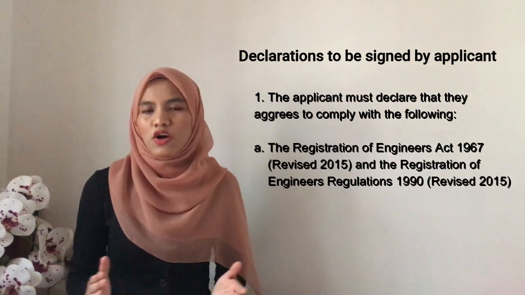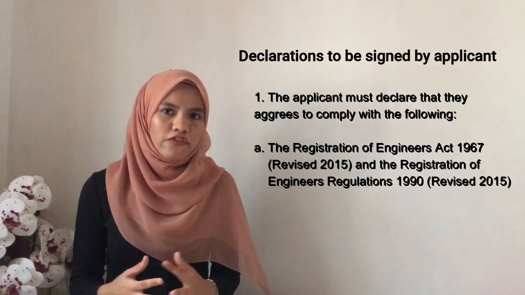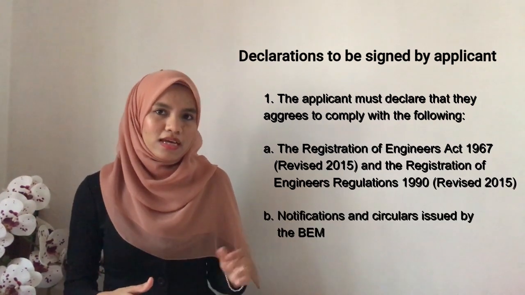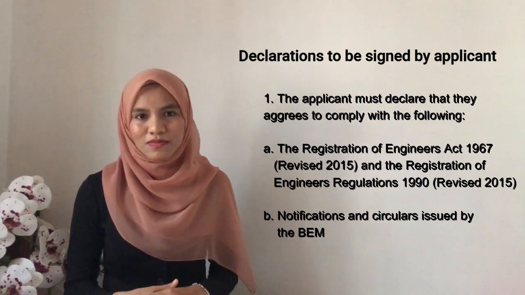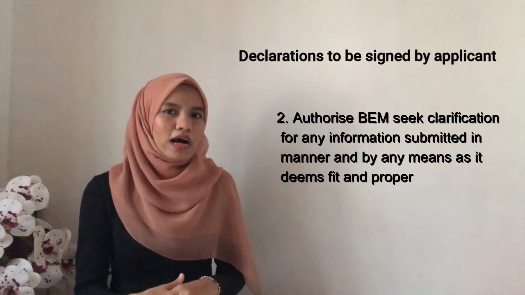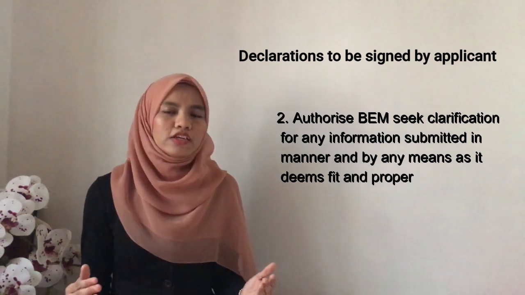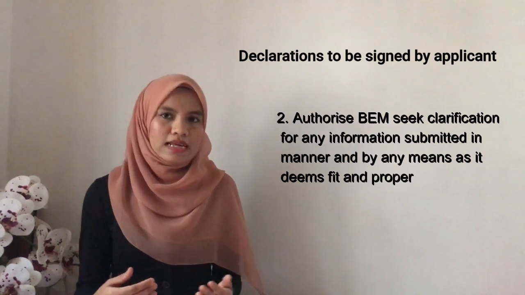The Registrations of Engineers Act 1967 and the Registrations of Engineering Regulations 1990. B. Notifications and circulars issued by BEM. 2. Authorize BEM to seek clarifications for any information submitted in manners and by any means as it deems fit and proper. Malaysia is a signatory to the Washington Accord.